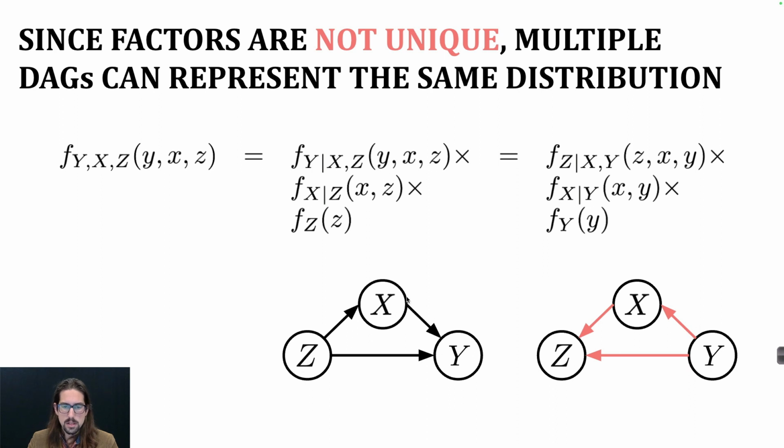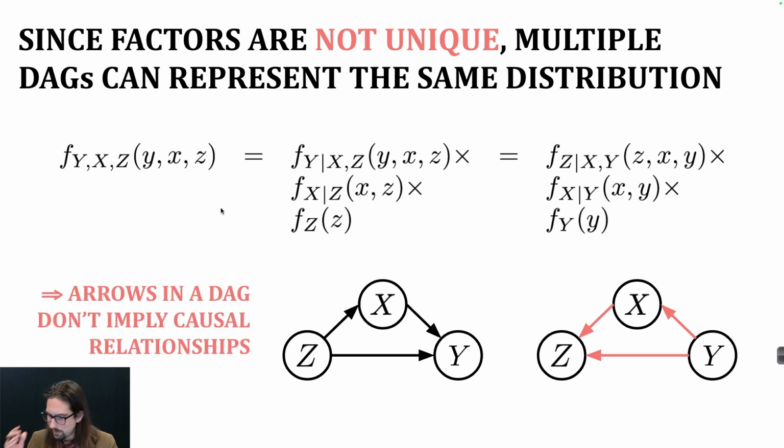So here we have Z going into X, X going into Y, Z going into Y. That's this. The DAG that represents this other situation is different because here we start with Y, and then we have arrows going into X and Z, and then X into Z. So we actually have two different DAGs that represent the same potentially joint distribution.